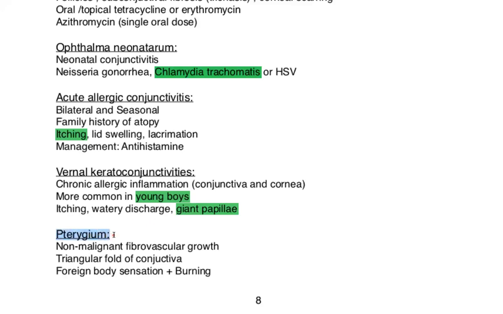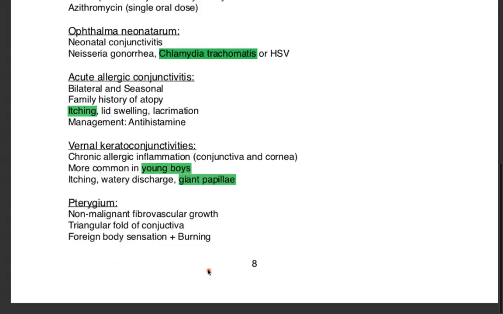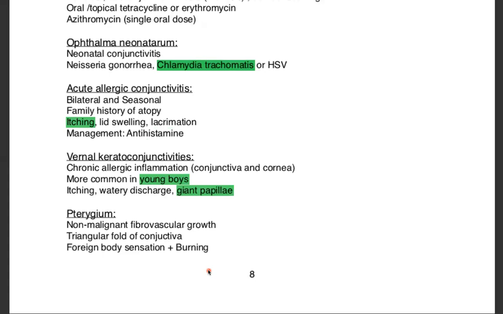So عندنا الpterygum ده it's just a fibrovascular growth. It's non-malignant and it's a triangular fold of conjunctiva. It does annoy people because it gives them a foreign body sensation and burning, and you don't do anything to it. It's just normal. It's like it's there unless الزول قال لكم they don't like it or they want to remove it or something like that.